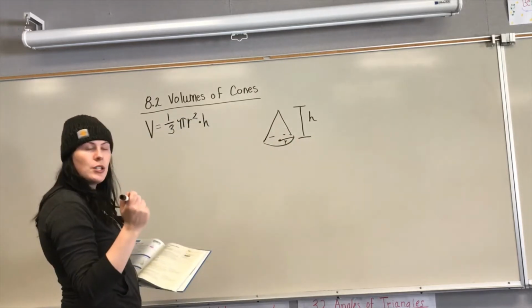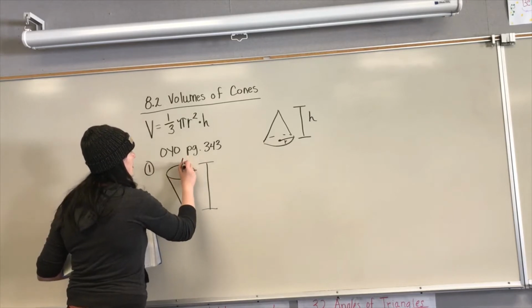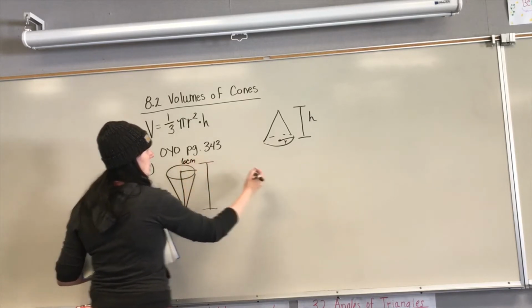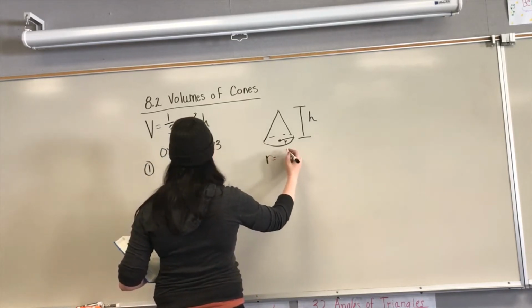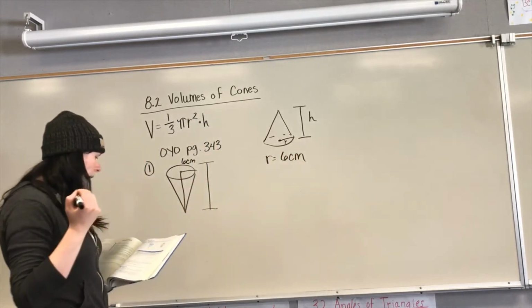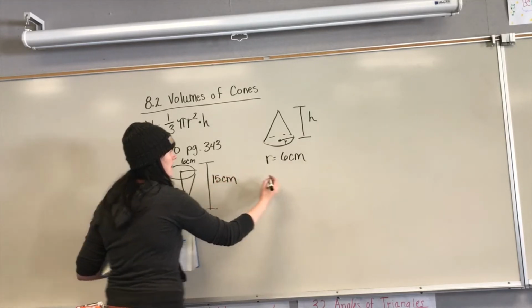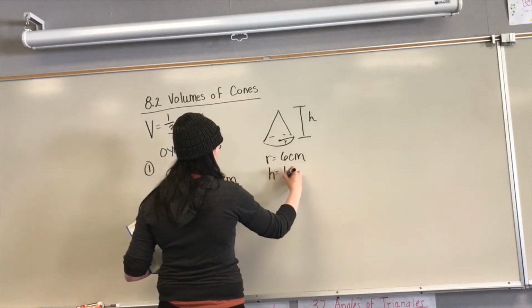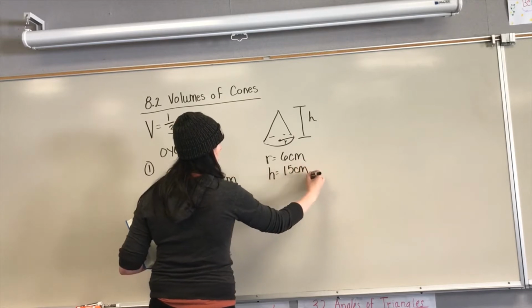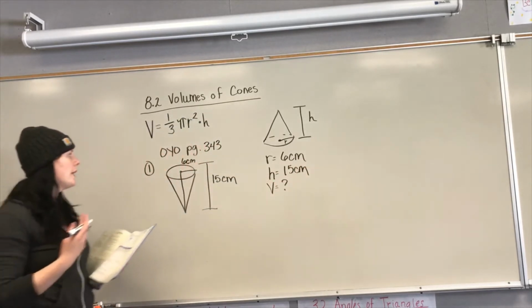So I'm going to go ahead and show you an example. Our radius that they've given us is 6 centimeters. So we're just going to write out what we know over here. Our radius is 6 centimeters. Our height is 15 centimeters. And our volume, we don't know our volume yet. That's what we're trying to find right now.